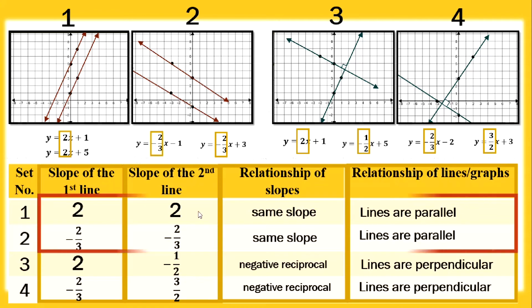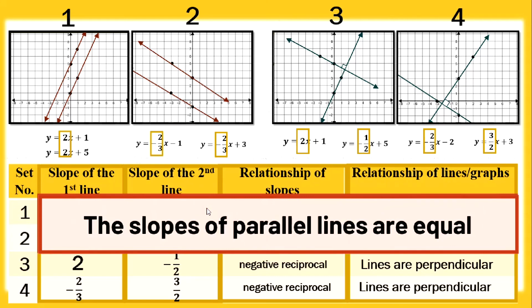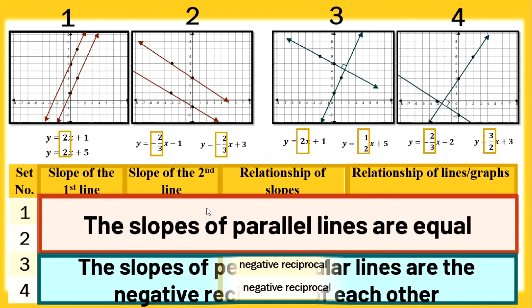For the summary, we can conclude now that the slopes of parallel lines are equal. And this is true in every pair of parallel lines. Laging same or equal ang slope nila. And we also have this: the slopes of perpendicular lines are the negative reciprocal of each other. Again, this is always true in every pair of perpendicular lines.